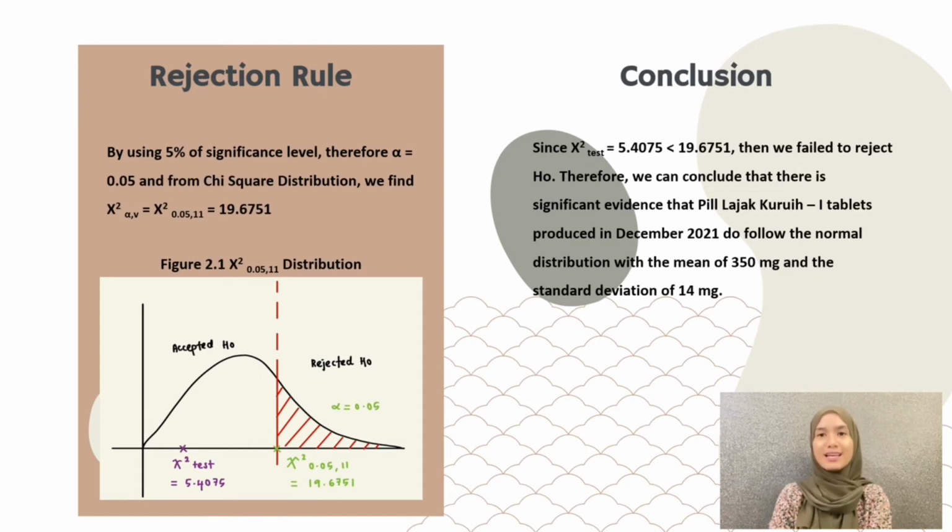5.4075 less than 19.6751, then we failed to reject H0. Therefore, we can conclude that there is significant evidence that LAJAK KURUIH-I tablets produced in December 2021 do follow the normal distribution with the mean of 350 mg and the standard deviation of 14 mg.